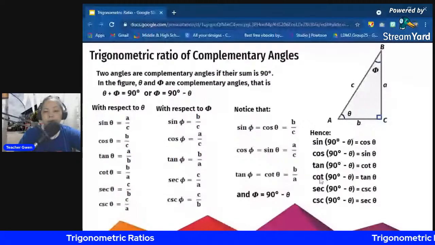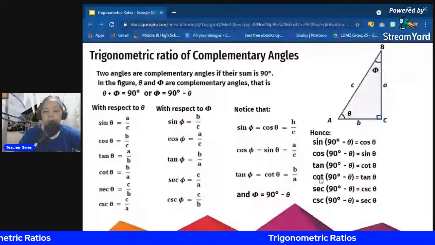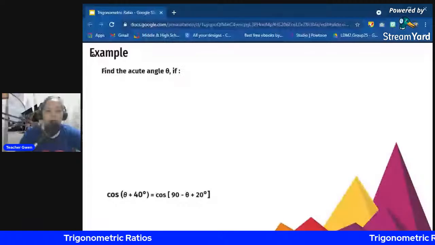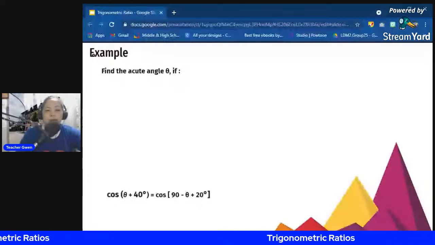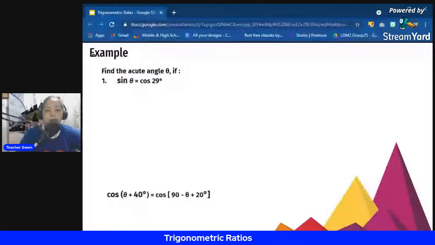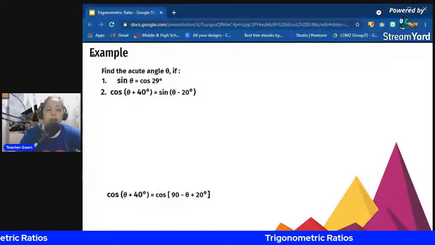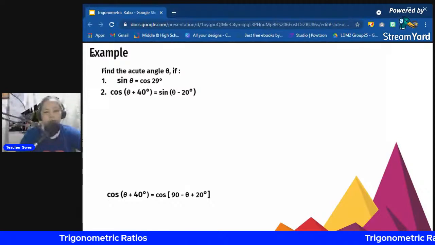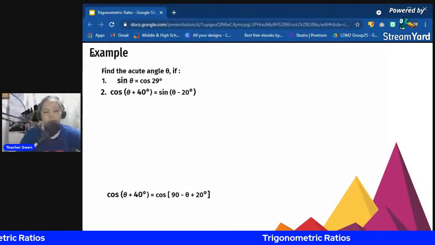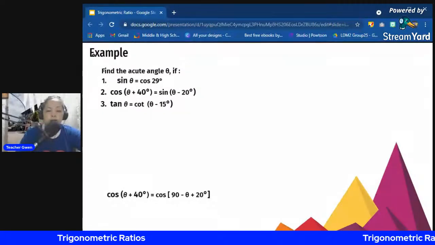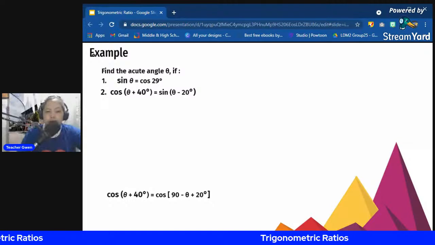Okay, let's have an example. Find the acute angle theta if: 1. Sine theta is equal to cosine 29 degrees. 2. Cosine of theta minus 40 degrees is equal to sine of theta minus 20 degrees. And third, tangent theta is equal to cotangent of theta minus 15 degrees. So we will apply this in our solution.